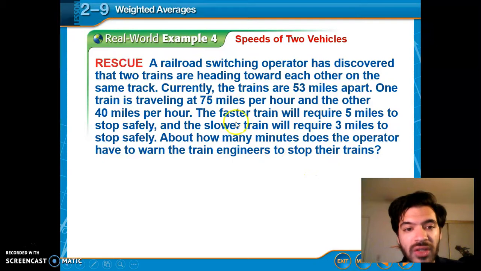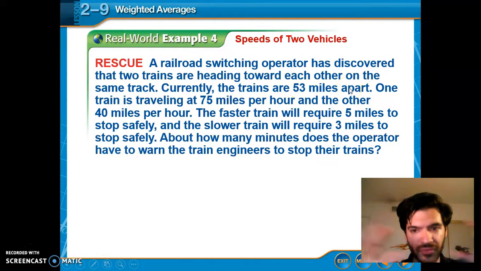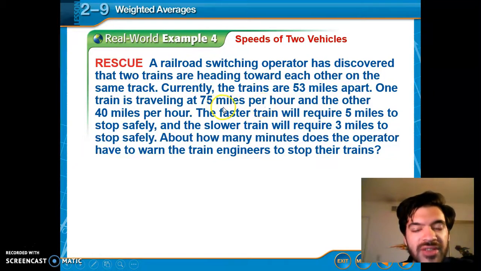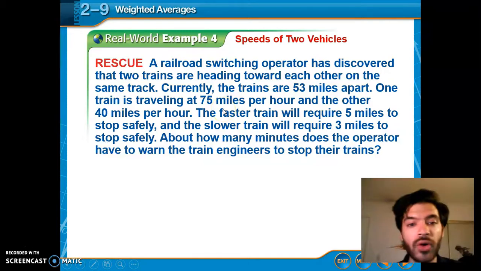Let's find out. So he knows currently, when he discovers this problem, the trains are 53 miles apart from each other. They're 53 miles apart. Okay, that's good, but trains travel fast. One train is traveling 75 miles per hour. They're going to collide in less than an hour then, because that one's traveling at 75 miles per hour this way. And the other one's traveling at 40 miles per hour.